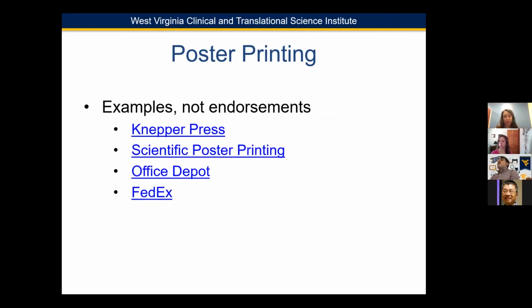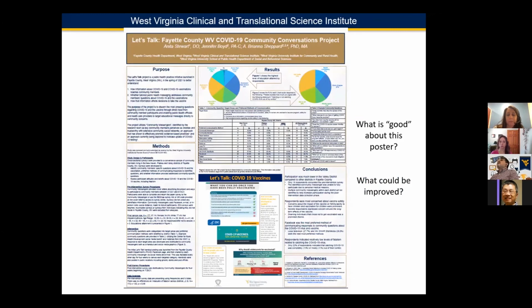And then I wanted to talk just a little bit about poster printing as well, right? So here are just a few examples of places that will print traditional size posters, posters of vertical orientation, horizontal orientation. You can have them printed on fabric, which is a lot easier to take with you if you're traveling to a conference. So just some resources for folks there on that poster printing process.